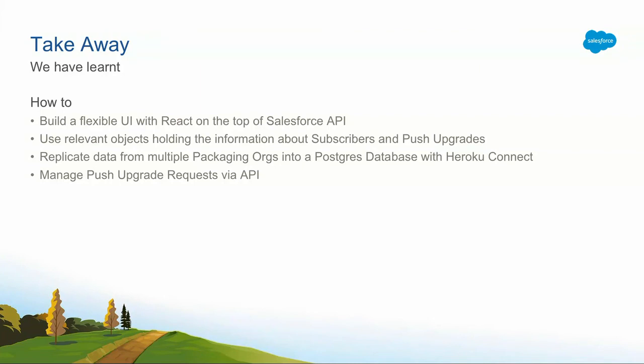Also, we have been talking about all those objects that Salesforce already provides in this Salesforce API: push request, metadata package, and so on. Then replicate data from multiple packages. Rosa just showed in a couple of slides before, we have different packaging orgs. All of them provide the information, package request, metadata package, subscriber, but all of them live in different places. And our Heroku application is using a single Postgres database. So what we have done is, with Heroku Connect, put everything in one place and use that single database in order to show all our data in the Heroku application. Finally, manage push requests, well, push upgrade, via this Salesforce API. Again, Salesforce API in order to retrieve data and to post data.